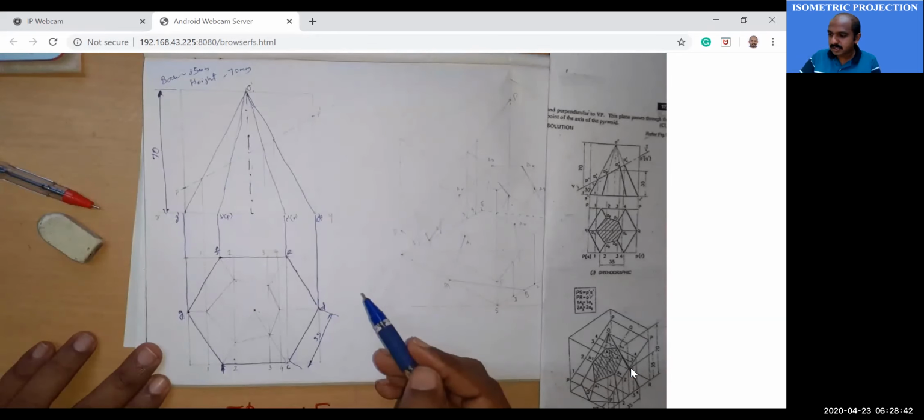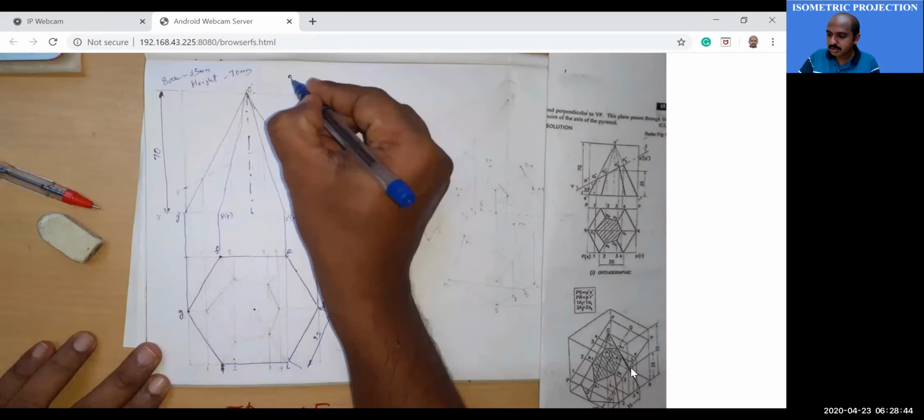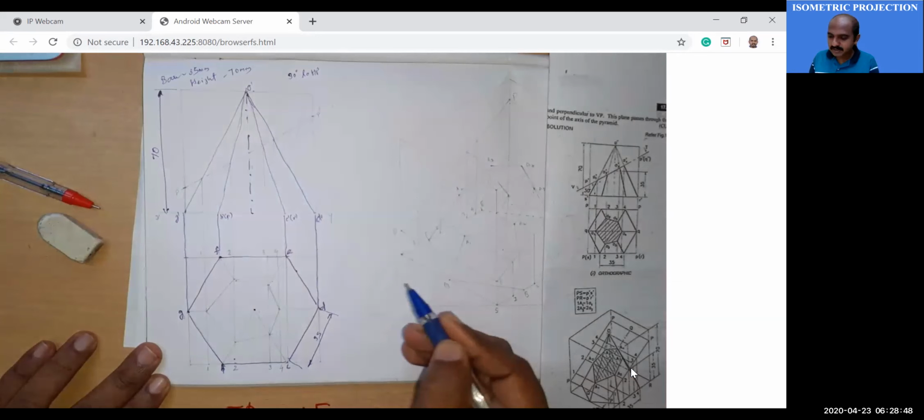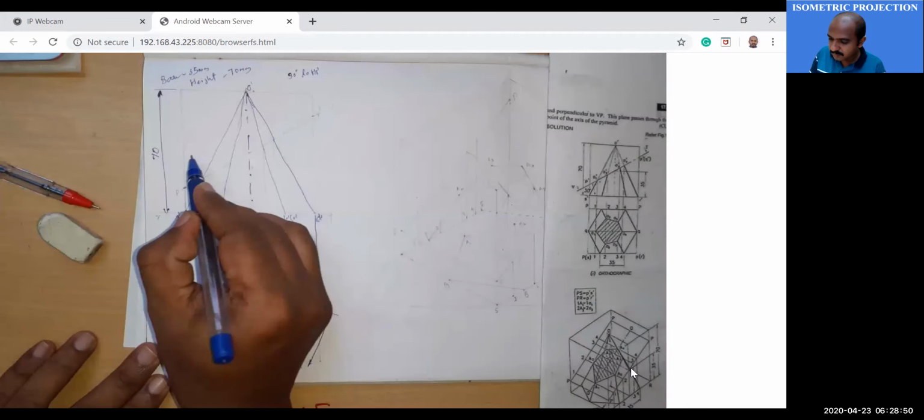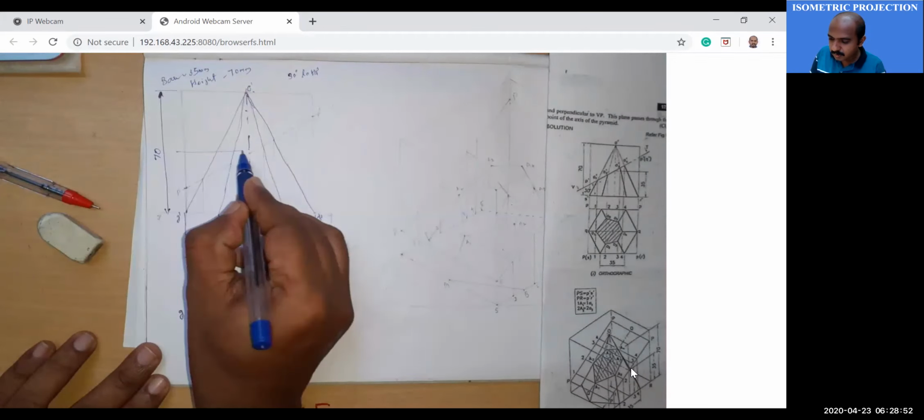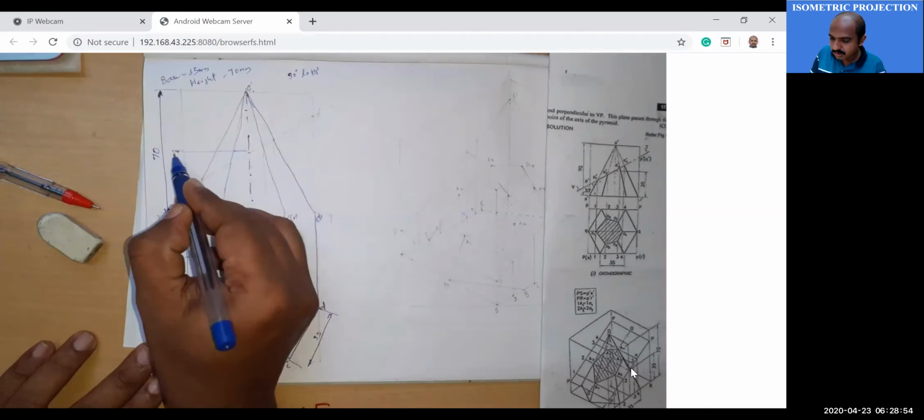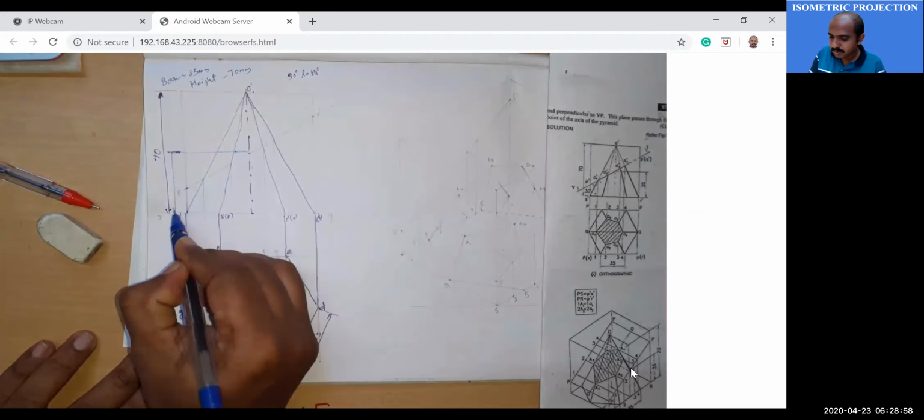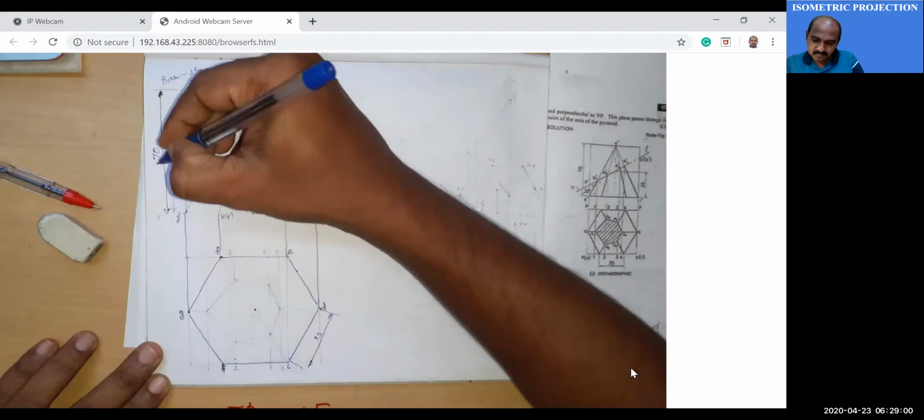The section plane is inclined at 30 degrees to HP and bisects the solid. At a height, you mark this point. What is this height? This height is equal to 35.